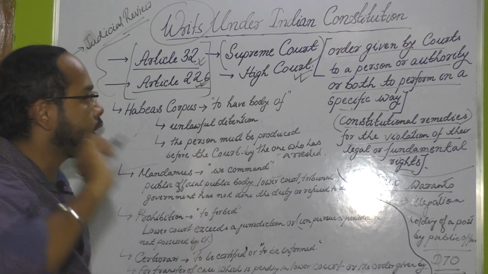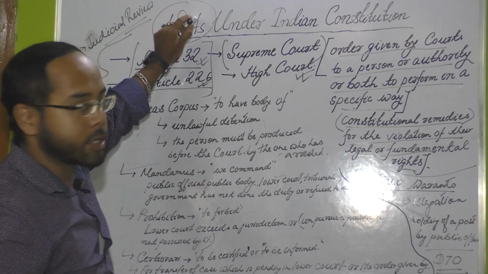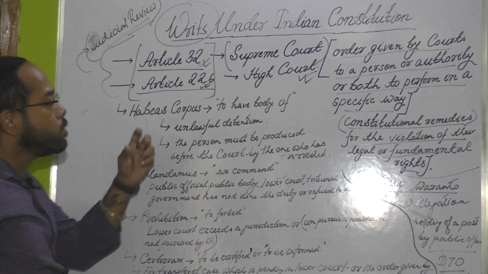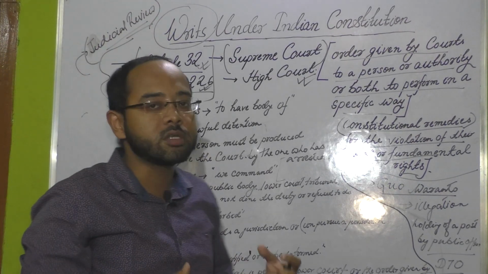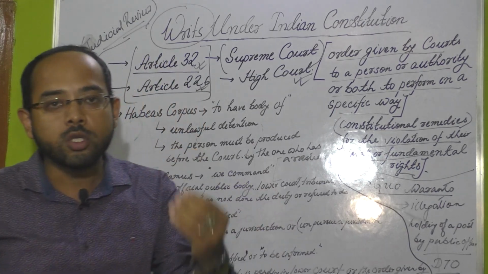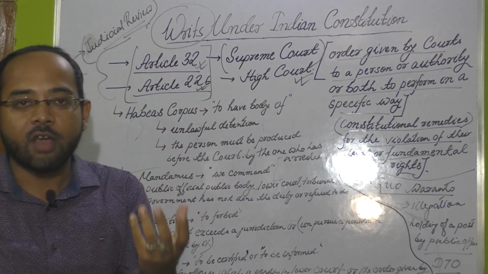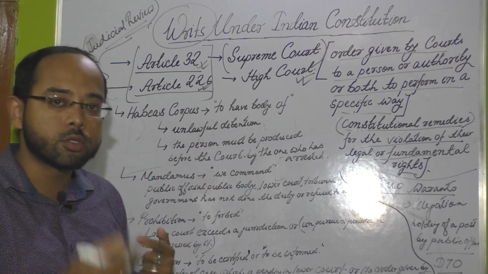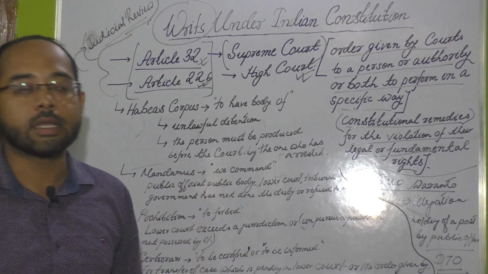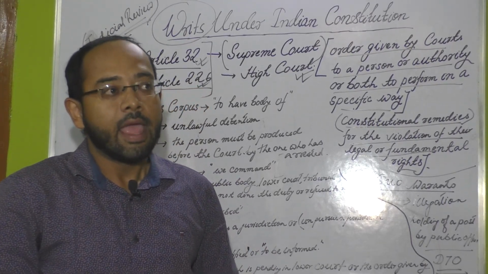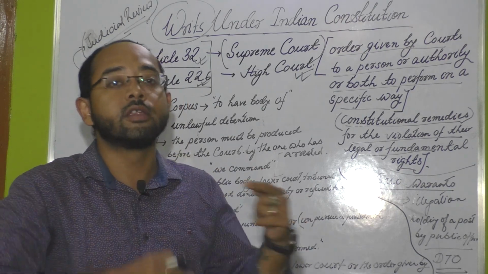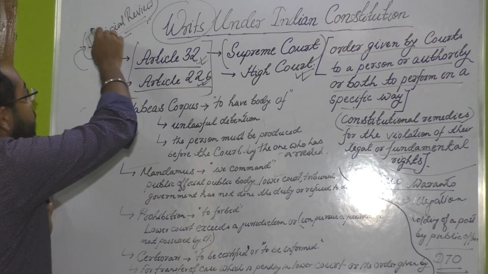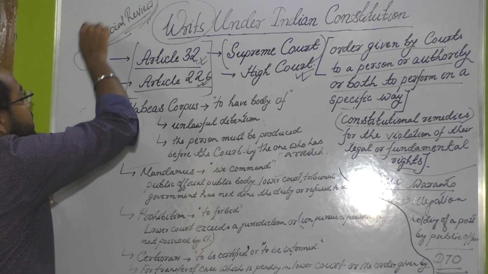And most importantly, I will tell you one more thing here: when we talk about writs, under writs we get one more thing, that is judicial review. The basic concept is, suppose your fundamental rights are violated, you approach the court by applying a particular kind of writ. Then the court looks into whether or not your fundamental right or your legal right is violated. That is the reason that when it looks into it, it reviews the situation.